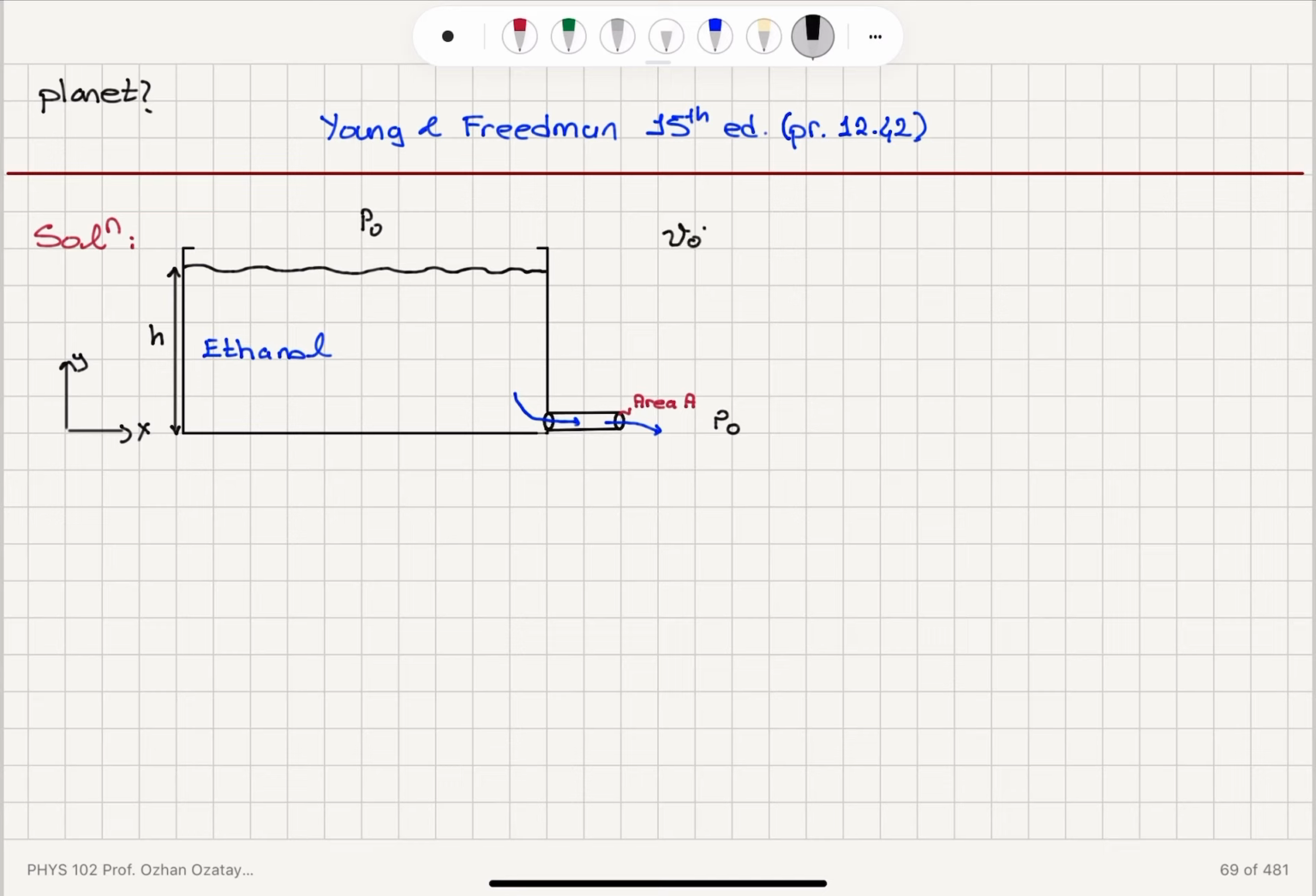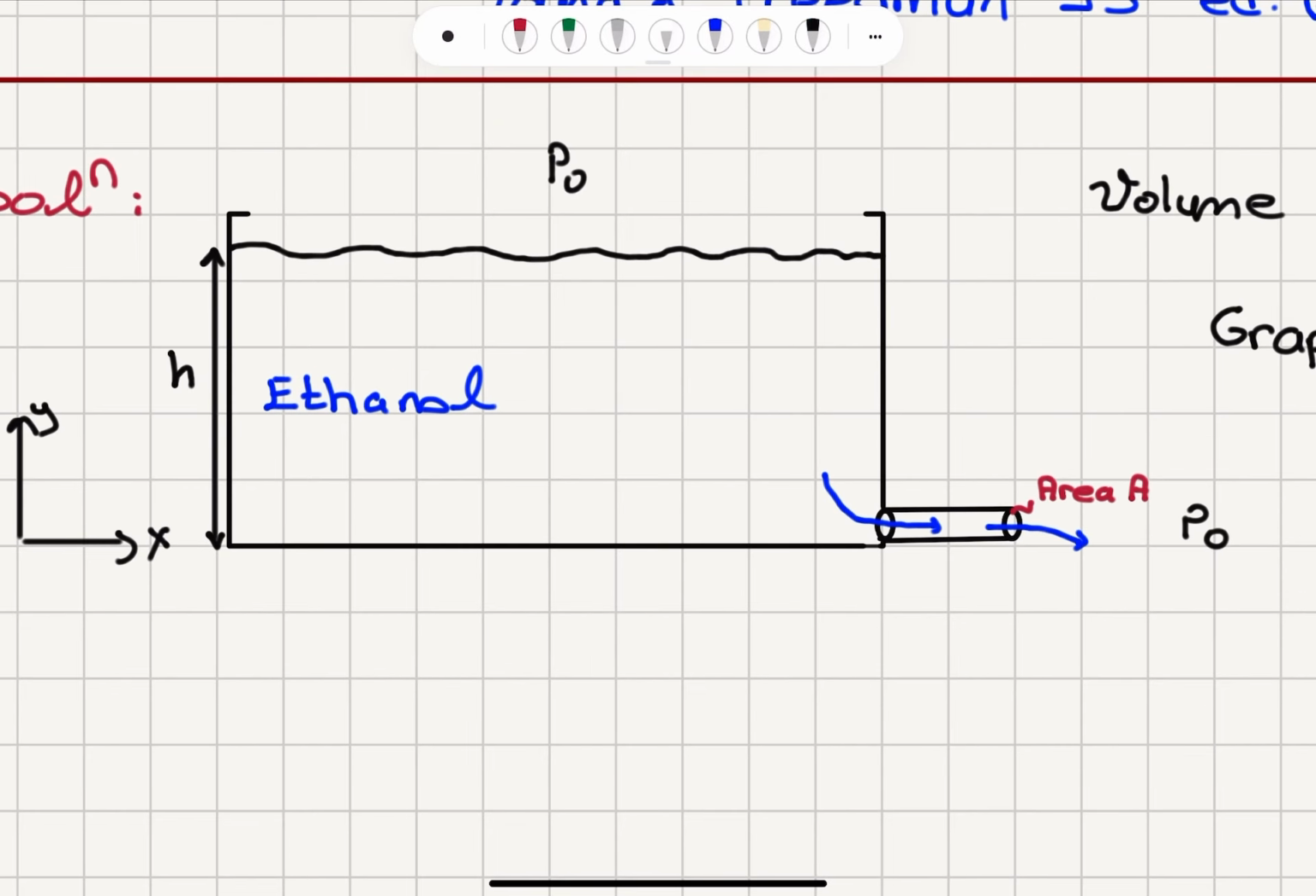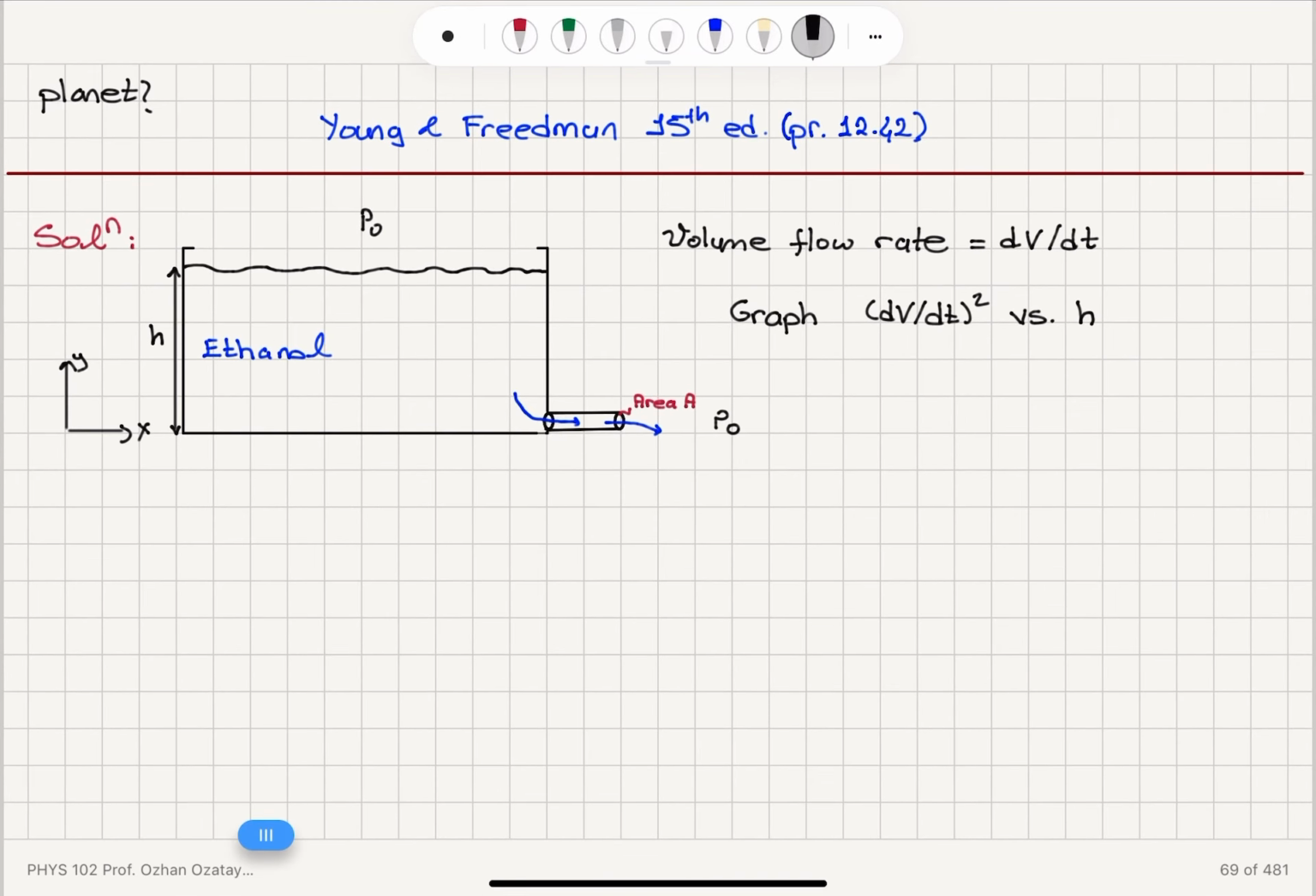Volume flow rate is the change in volume dV per unit time dt. So it's the derivative of volume with respect to time. And what we would like to do is graph the volume flow rate squared, (dV/dt) squared, as a function of depth of the ethanol. So this is our depth of the ethanol inside the tank.